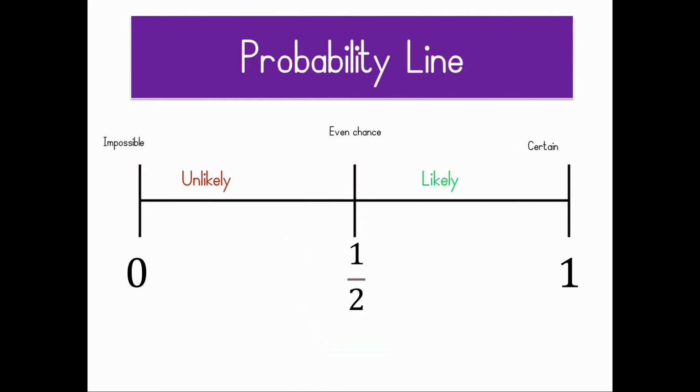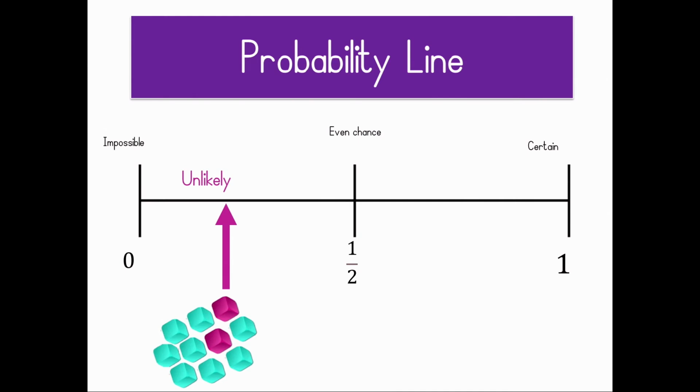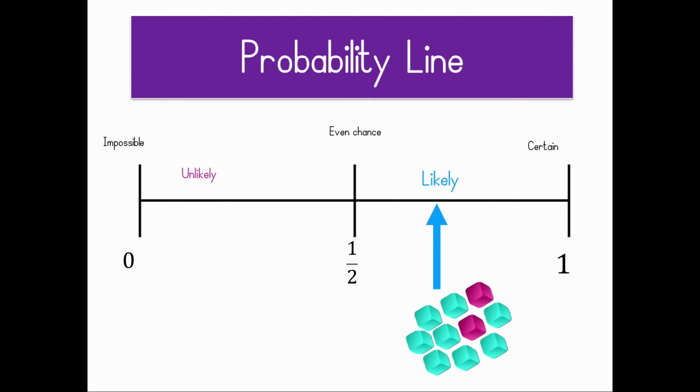Two additional terms that children need to learn are that some events are more unlikely to happen and other events are more likely to happen. For example, if this set of blocks were put into a brown paper bag, it would be unlikely for someone to pull out a pink block. It would be more likely for someone to pull out a blue block.